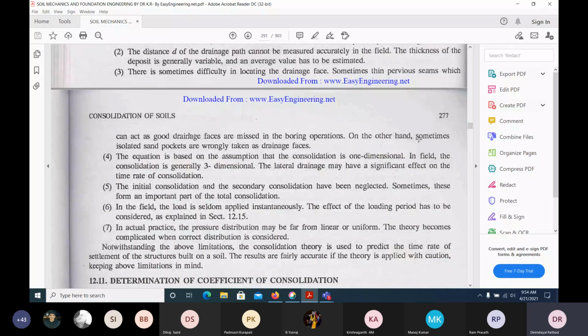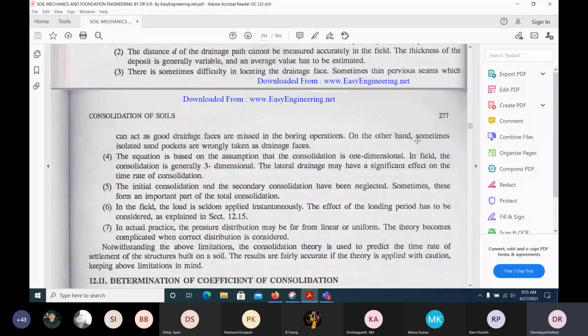So again, all these things would be there. The equation is based on the assumption that consolidation is one-dimensional. That is a drawback of this one. In the field, consolidation is three-dimensional.